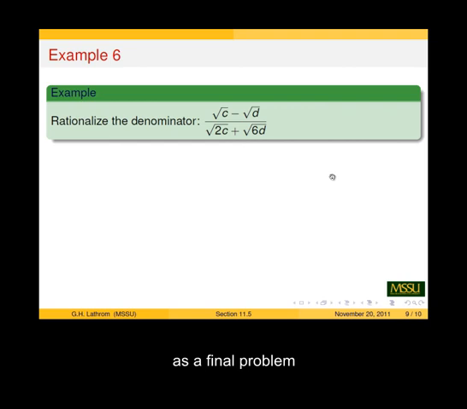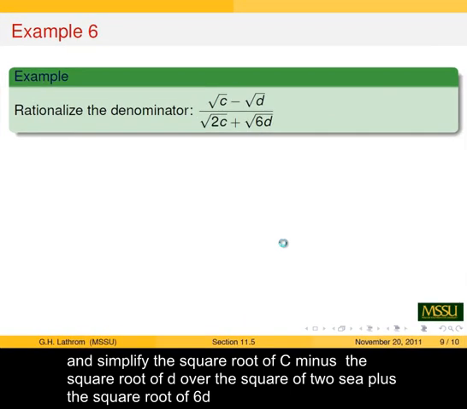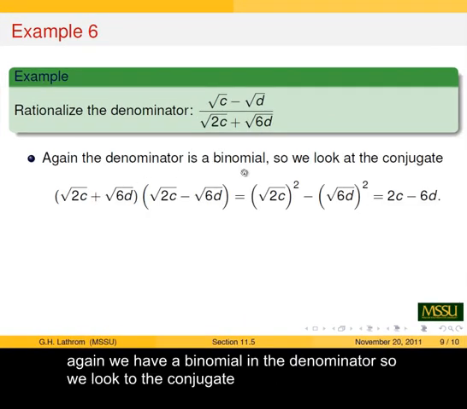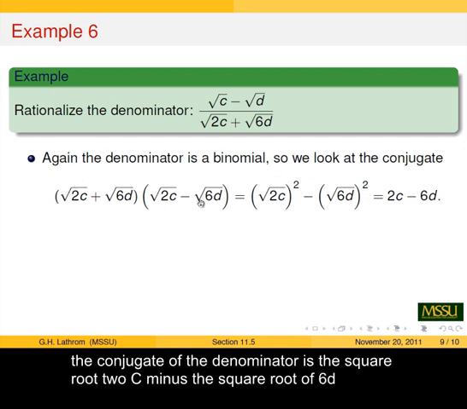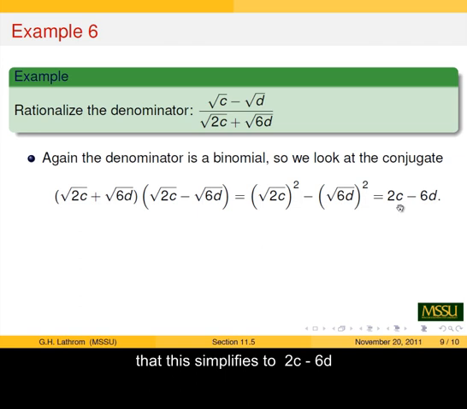As a final problem, let's simplify the square root of c minus d over the square root of 2c plus the square root of 6d. Again, we have a binomial in the denominator, so we look to the conjugate. The conjugate of the denominator is the square root of 2c minus the square root of 6d. Multiplying these terms out gives us the square root of 2c squared minus the square root of 6d squared. But this simplifies as 2c minus 6d.